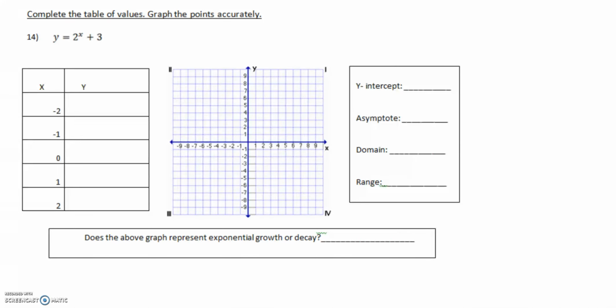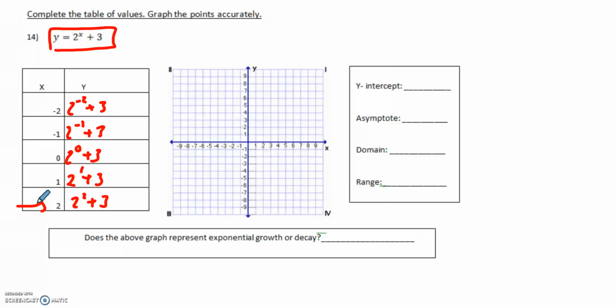Graphing. Here we go. Complete the table of values and graph the points accurately. And then once we do, we need to answer some questions. So, if I would like to graph y equals 2 to the x plus 3, I need to plug in my favorite values here. So 2 to the negative second plus 3, 2 to the negative first plus 3, 2 to the 0th plus 3, plugging in for x each time, 2 to the first plus 3, and 2 squared plus 3. I'm going to start down here because, again, I think the positive exponents are easier.